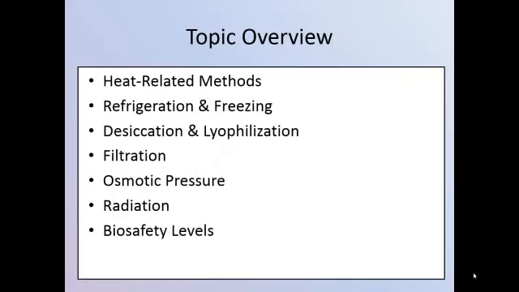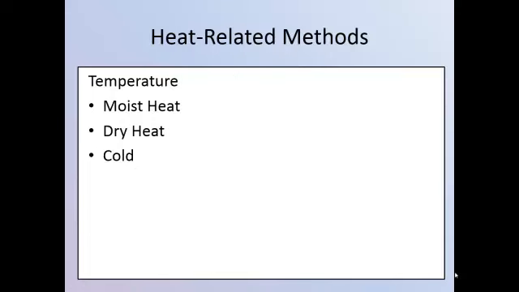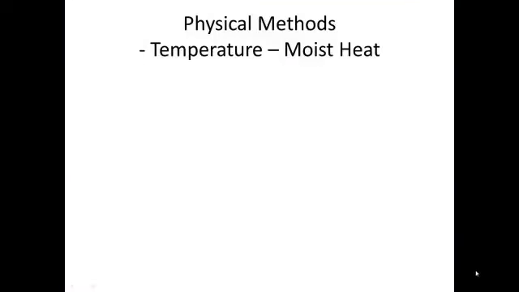So in this topic we're going to talk about heat-related methods, refrigeration and freezing, desiccation and lyophilization, filtration, osmotic pressure, radiation, and biosafety levels. Under the category of heat-related methods, which I think of as temperature, I'm going to cover moist heat, dry heat, and cold, which includes refrigeration and freezing. Moist heat can be a sterilization method.